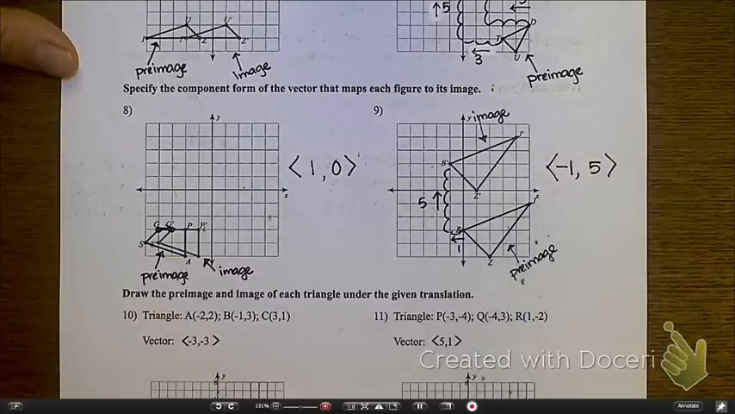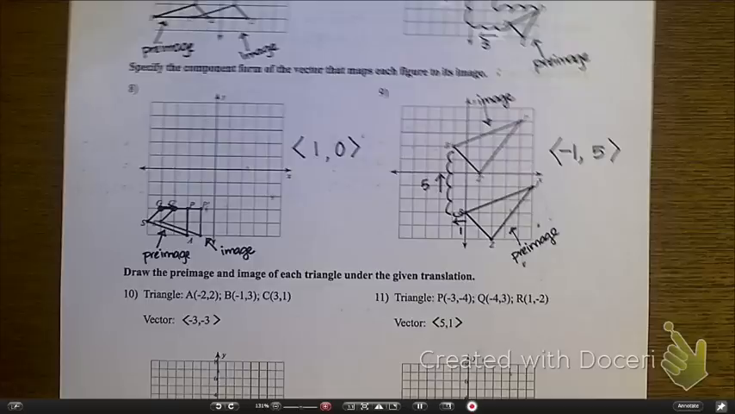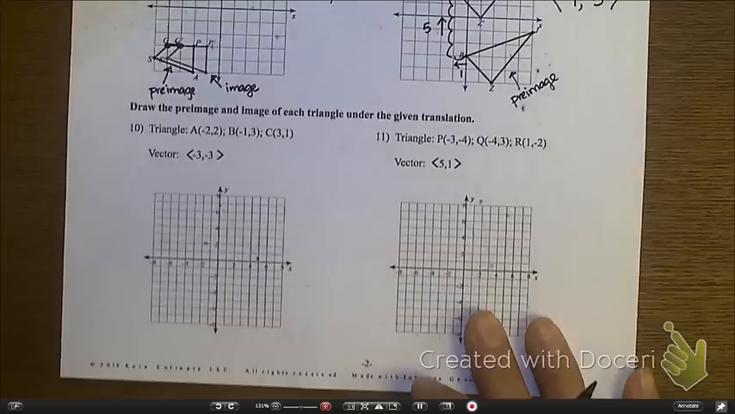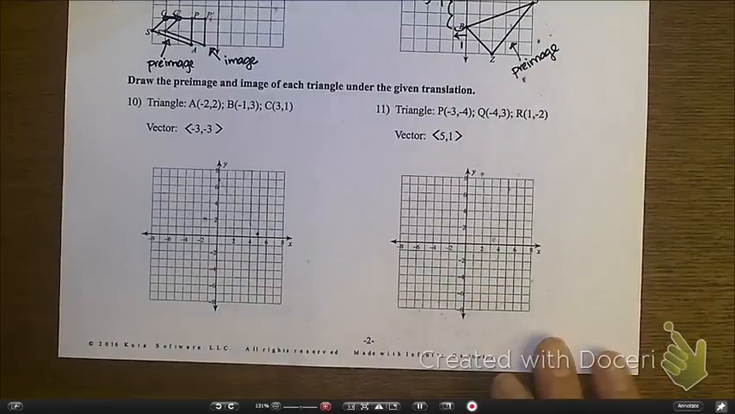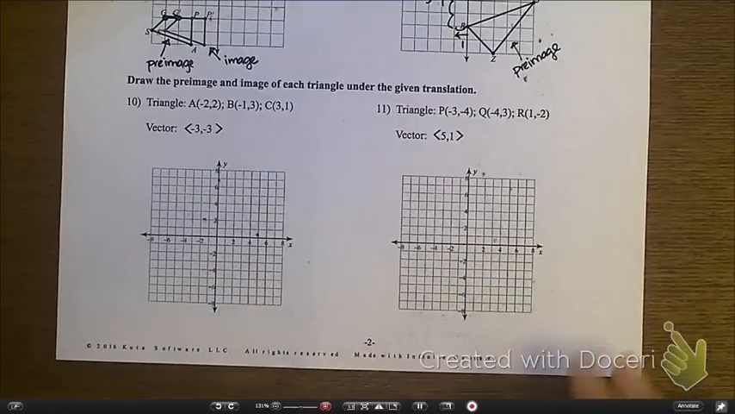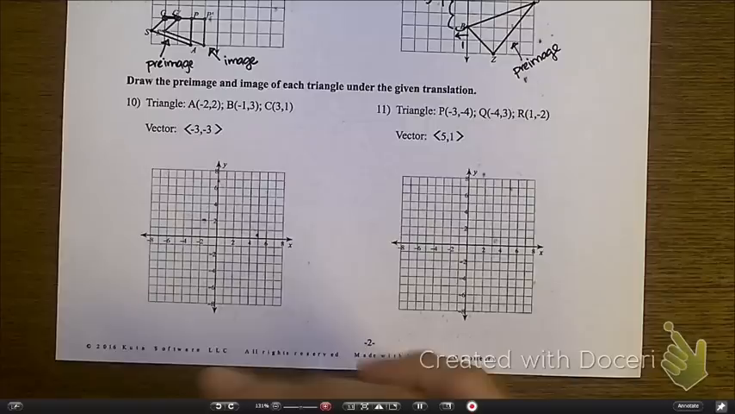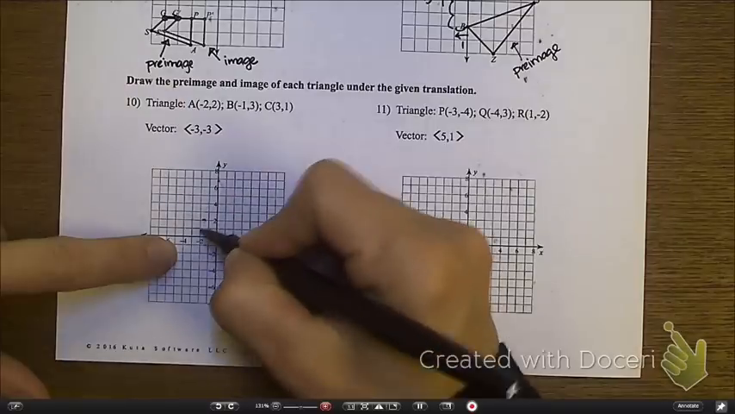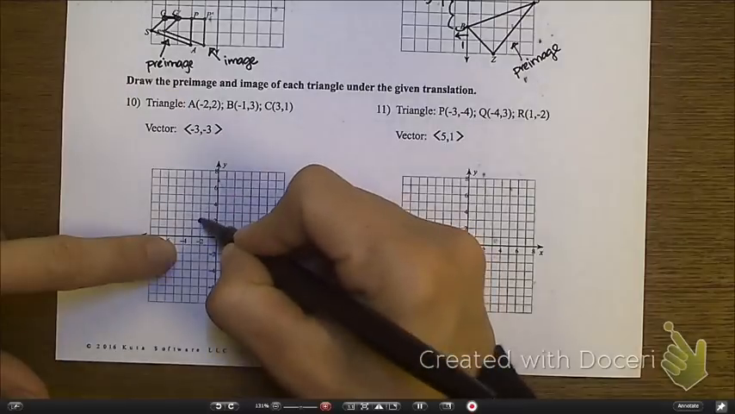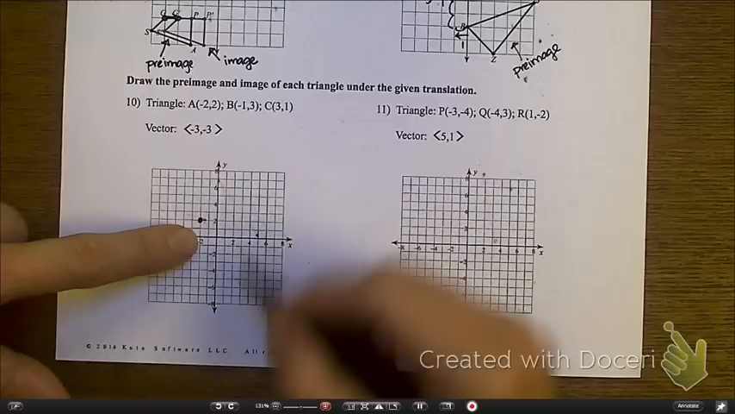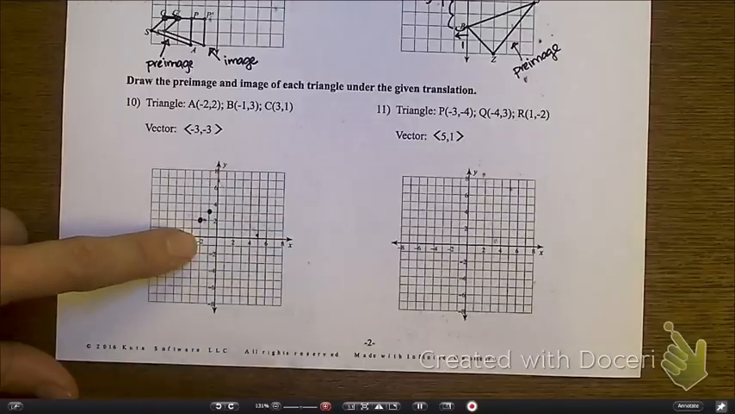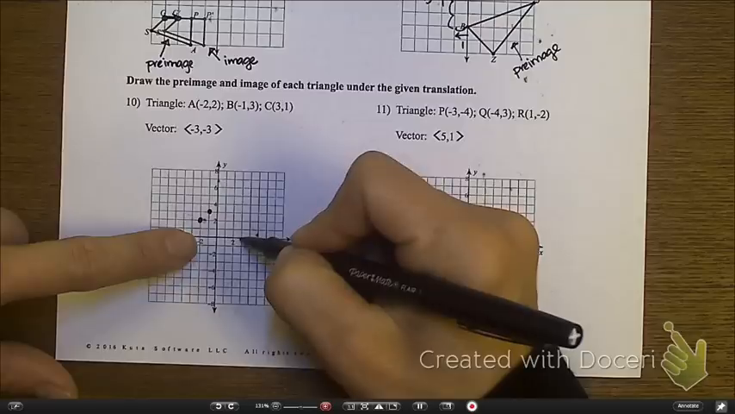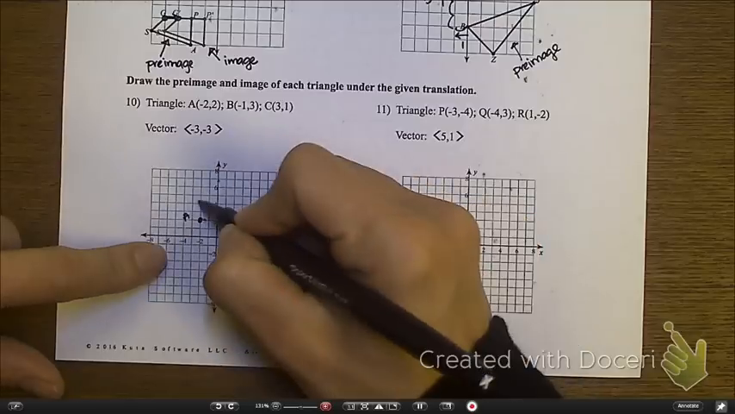All right, let's take a look at this last problem set. It says draw the pre-image and the image of each triangle under the given translation. So it gives you all the pre-image coordinates. We're going to go ahead and draw those. -2, 2, that's point A. -1, 3, that's point B. And then over 3, up 1, that's point C. So here was A, B, C.